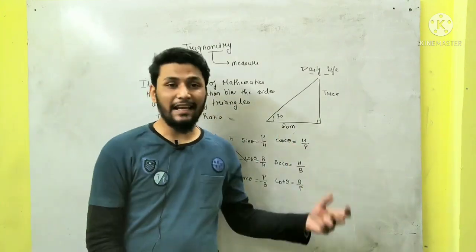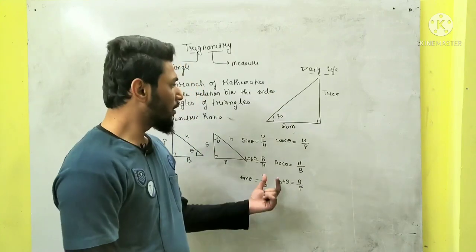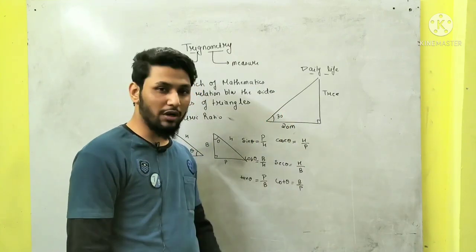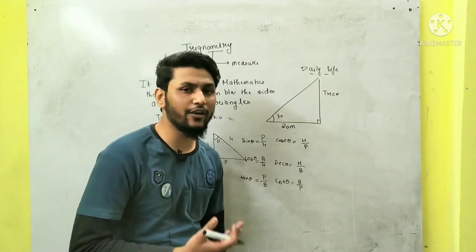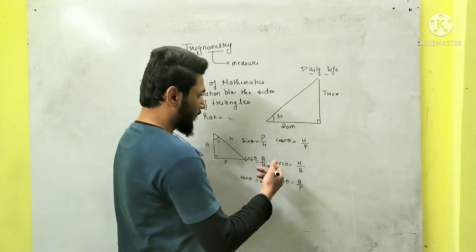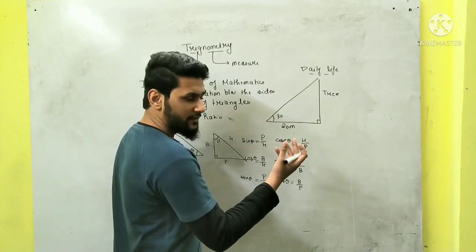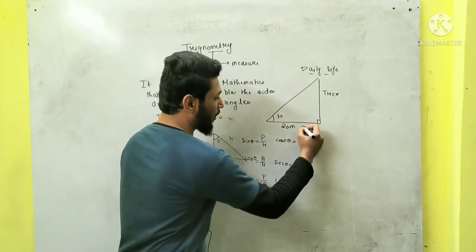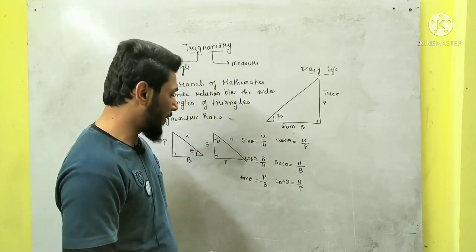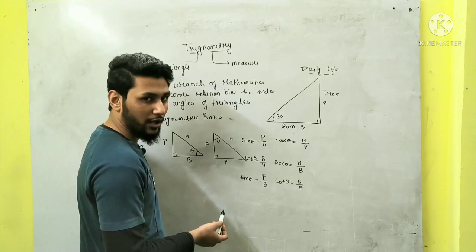So come to this daily life example. Now if I know that this angle is 30 and the distance I am covering is 20 meters, how can we find the height of this tree? Let's show it. We have two things: this is called the base and this is called the perpendicular. Which relation has perpendicular upon base?